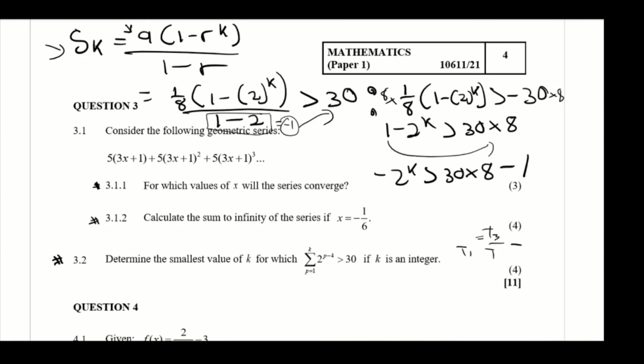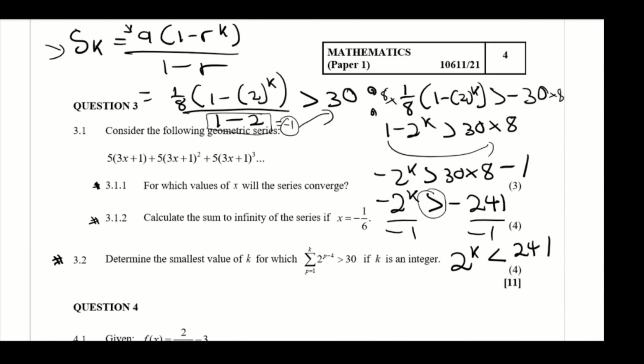Right? Then your minus 2^k is greater than, if you do that problem, you're going to get minus 241. Right? So here, what you do, you're going to remove the negative, divide by negative 1 on both sides. You have 2^k. Because you're dividing by a negative, the sign will change. From greater than, it's going to be less than 241. Right?